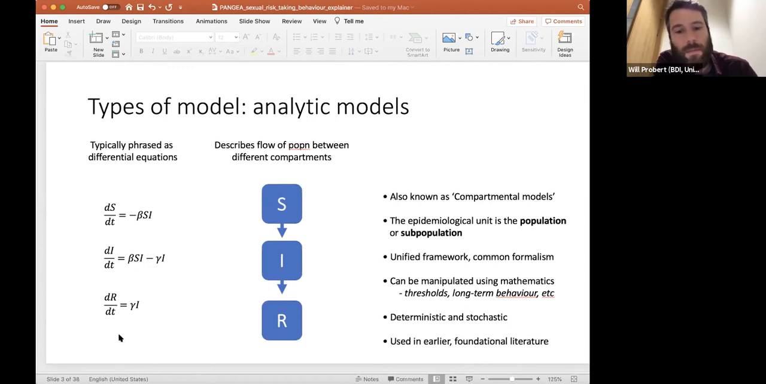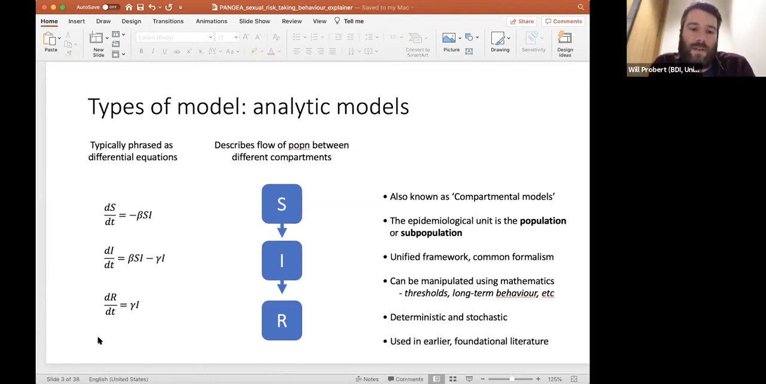And because we have a model written down in a unified framework, we can look at things like theoretical thresholds, upper bounds, long-term behavior, and a whole range of very useful ideas that we couldn't do if we hadn't phrased it in a common framework. These sorts of models can be deterministic or stochastic, so including variability, and they're very commonly used in the earlier foundational literature in epidemiological modelling.